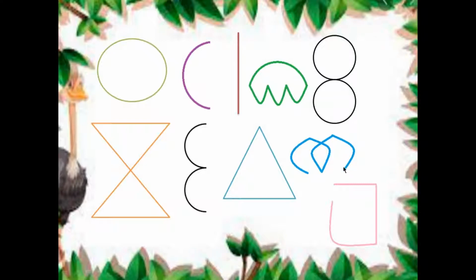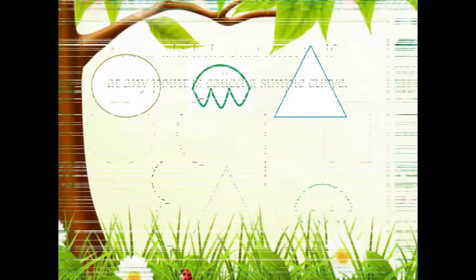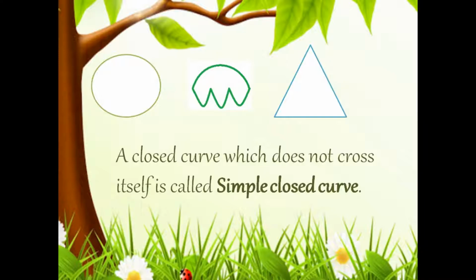So which types of curves can we say are simple curves? A curve which does not cross itself at any point, we can call it a simple curve. Whether it is closed or open, if it does not cross itself, we can call it a simple curve. Now let's move to simple closed curves. These curves are closed, right? And simple too. Such figures we can call simple closed curves. A closed curve which does not cross itself is called a simple closed curve.